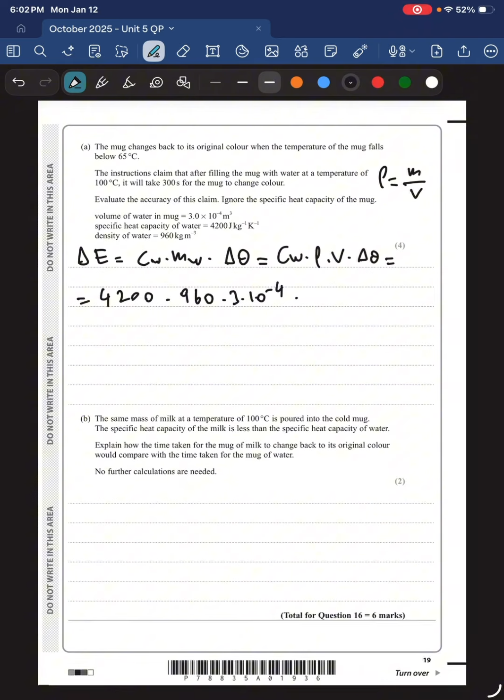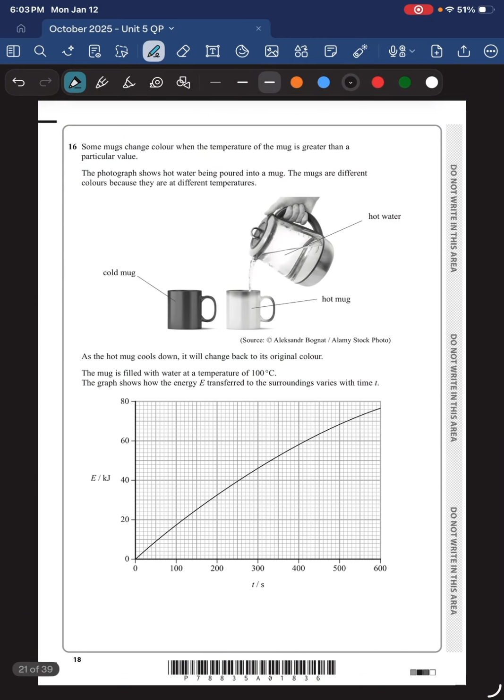Okay, so the temperature change is 100 minus 65, that's 35. So the energy needed is 42,336 joules, which is 42.34 kilojoules. And now we can look at the graph.